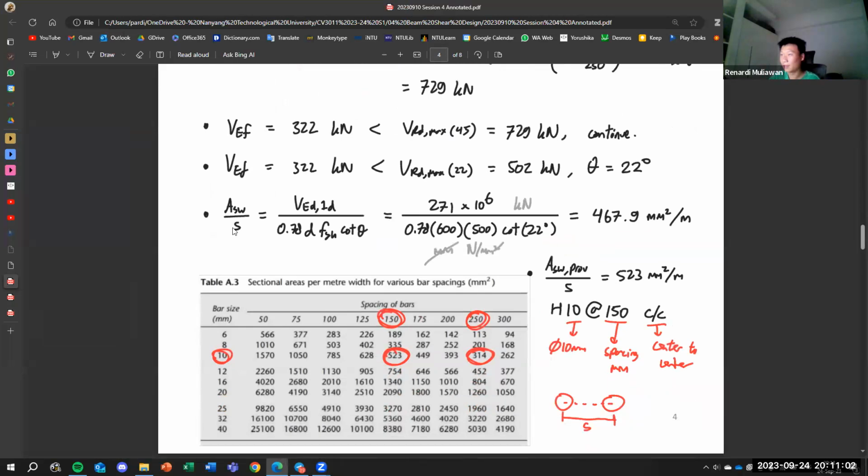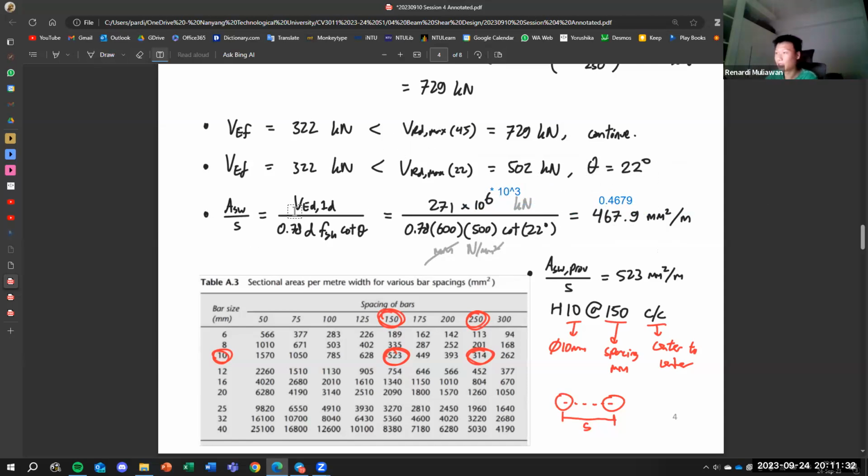It's when I'm trying to find ASW, which is the area of shear reinforcement per spacing. So my mistakes: first, this one should be 10 to the power of 3 instead of 10 to the power of 6. I got the units wrong. So this one should be 0.4679. I got this one wrong, but the steps are correct.